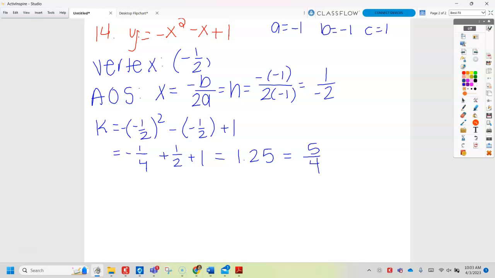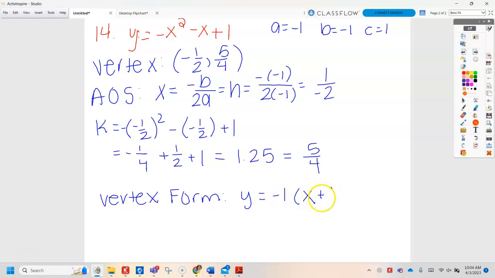So what happens here is we end up with a vertex that looks like this. So again, if you go back to that same problem we just did, if you were to write this in vertex form, y equals -1 times (x plus 1/2) squared plus 5/4 would be my vertex form equation.